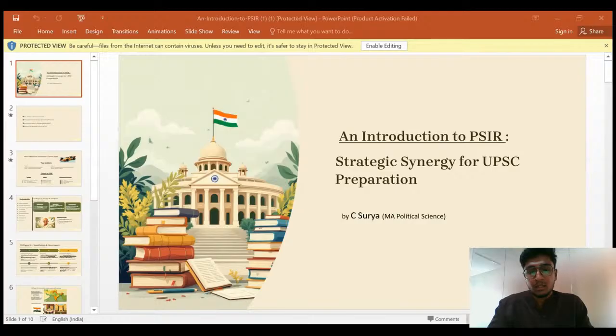This doesn't mean that only the top candidates have chosen PSIR. Many candidates in the UPSC successful list every year choose PSIR on average. But this data is only from the top 20 candidates. In that top 20, around 2 to 3 candidates have chosen PSIR. This is an increasing trend.